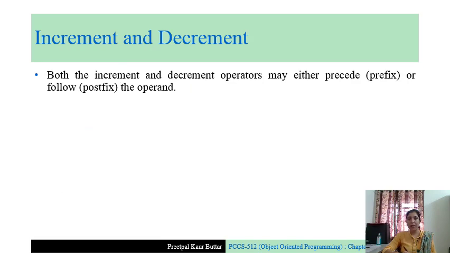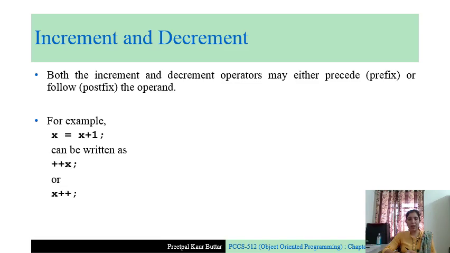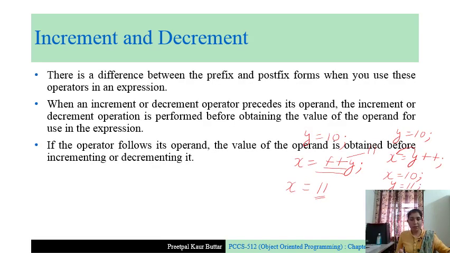Both increment and decrement operators may either precede (prefix) or follow (postfix) the operand. x equal to x plus 1 can be written as plus plus x or x plus plus. When the increment or decrement operator precedes its operand, precedes means it is prefix, pre-increment or pre-decrement, then the increment or decrement operation is performed before obtaining the value of the operand for use in the expression.